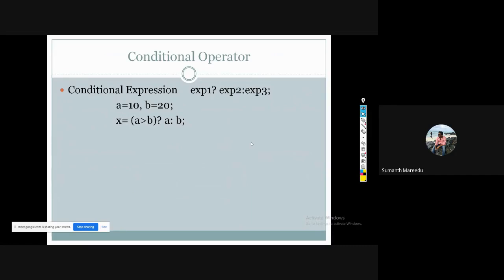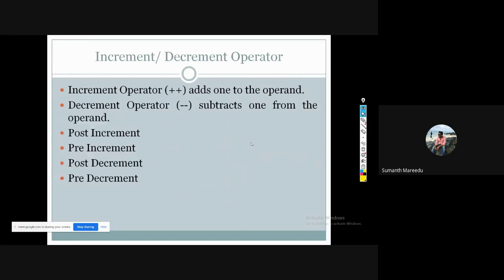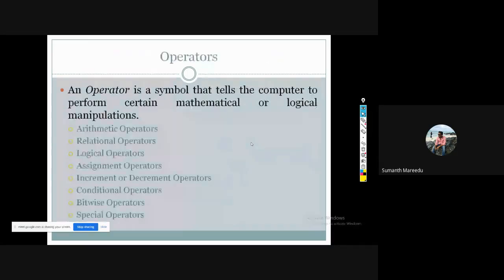So the conditional operator has another name: it is also called the ternary operator. Actually, the list of all these operators was divided into three categories. But first, before going to that operator, I'll let you know what an operator is.